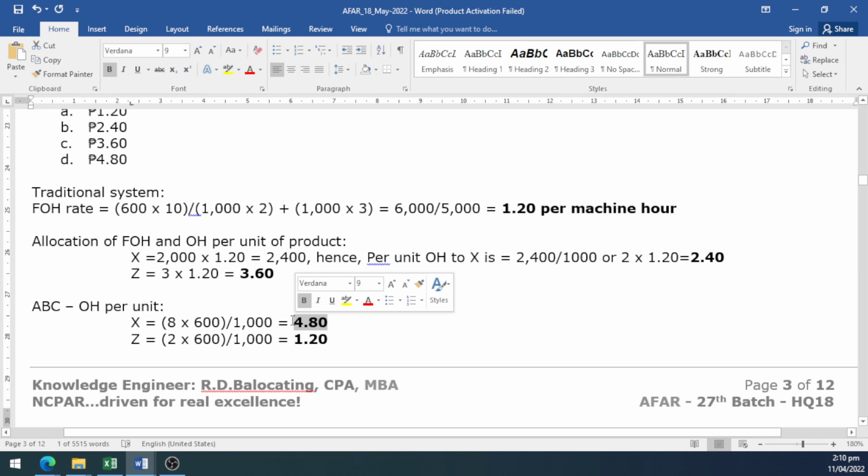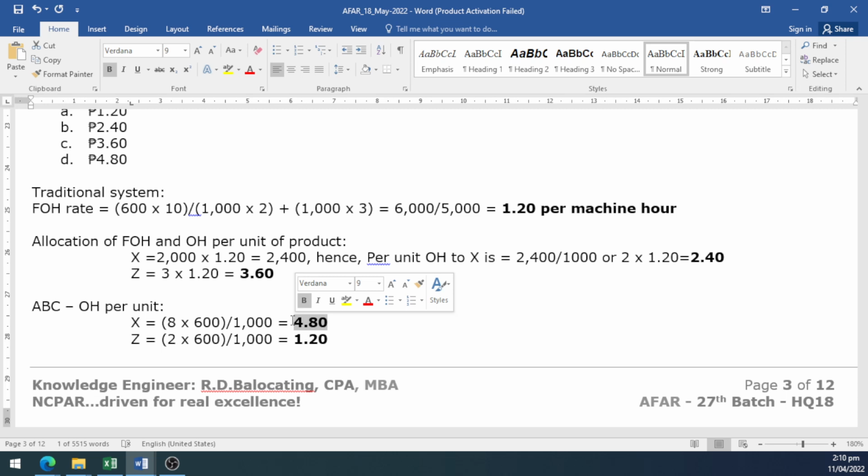The difference is 2.4. Alin ang mas tama dyan? Mas accurate? Ay yung 4.8. Aba, si product X pala, under traditional is under cost by 2.4. Eh si product Z, under traditional, 3.6. Under ABC, 1.2. Ang mas accurate dyan? Siyempre, yung 1.2. Aba, si product Z pala, under traditional, is over cost by 2.4.